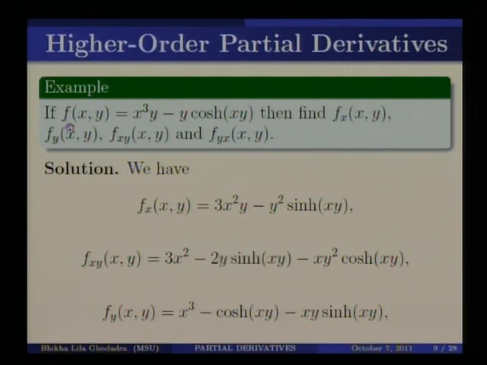Suppose f of x y is equal to x cube y minus y cos hyperbolic xy. Then find fx, that is the first partial derivative with respect to x at x y, and fy at x y, and then the mixed partial derivatives like fxy, that is first derivative with respect to x and then y, and then fyx at x y. So let us see how we can obtain the derivatives.